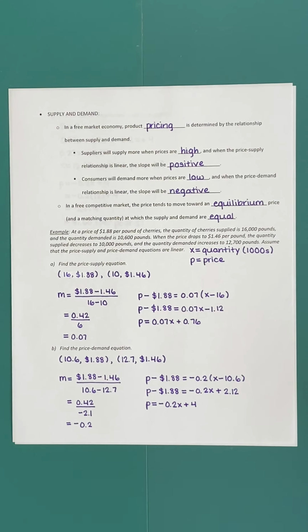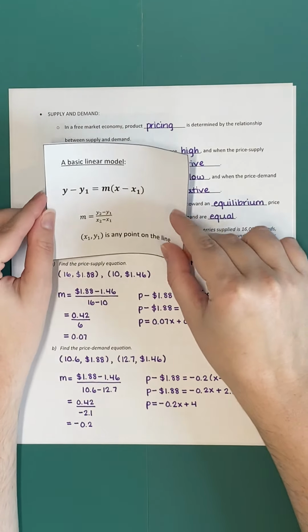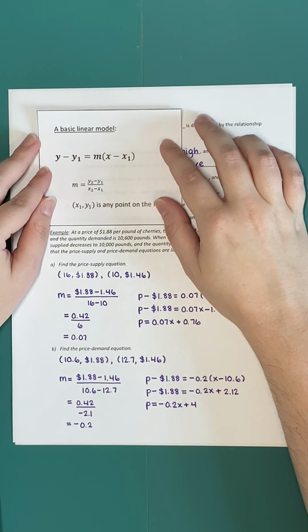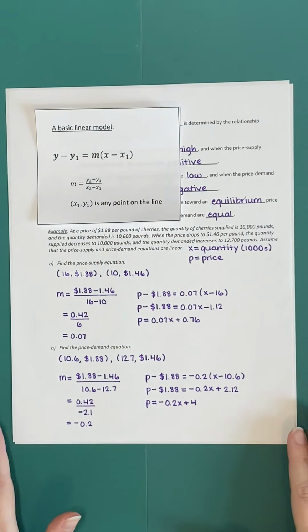So this again is going to generate a system of equations. We can think of supply as an equation, and demand is also an equation. Now, generating these equations is going to be a little bit more complicated than generating the cost and revenue equations. So I want to talk about a general linear model for how we would generate these types of things. That's going to be our basic linear model.